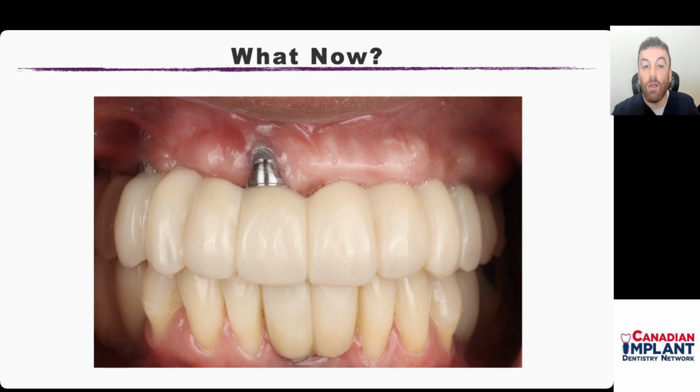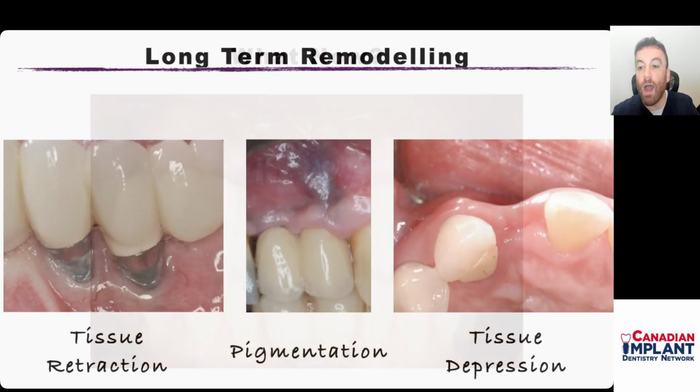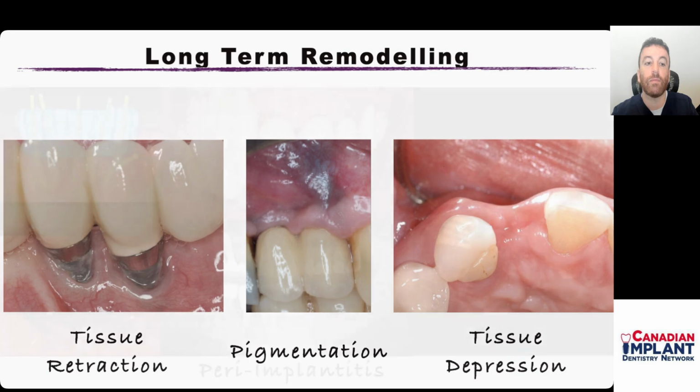And these are complications that could potentially happen. What now in a case like this? Luckily, this is underneath the patient's lip line, but what you have to do is rely on tissue grafting techniques to hopefully mask and protect that exposure of implant components. So long-term remodeling can involve tissue retraction, pigmentation, tissue depression.